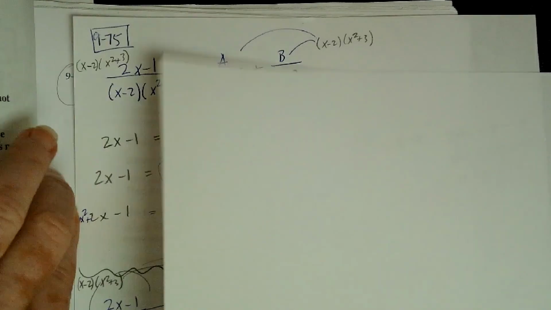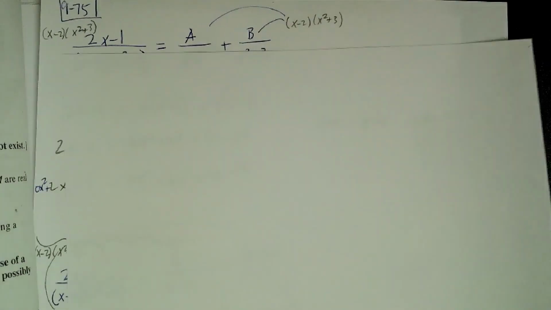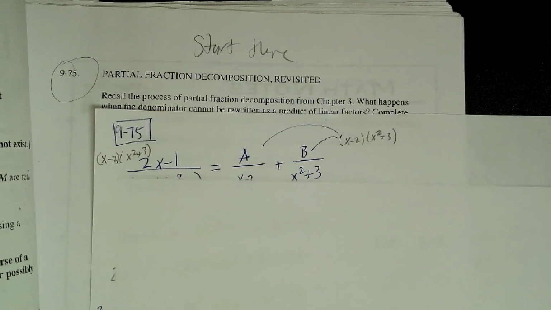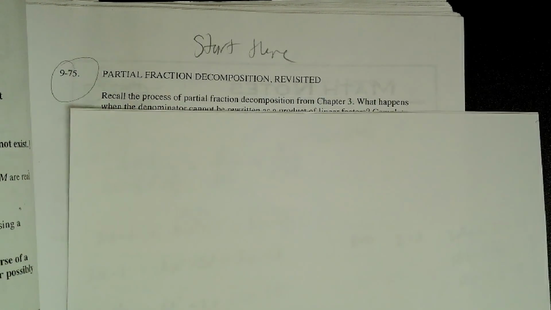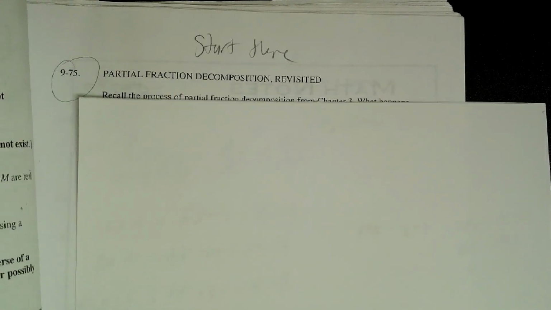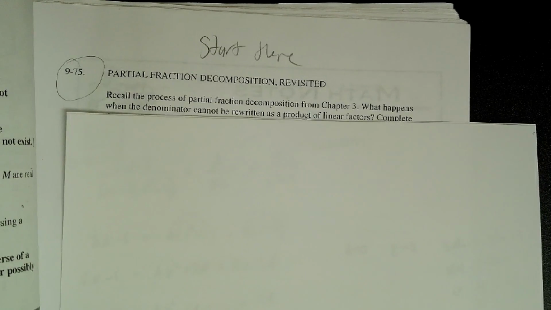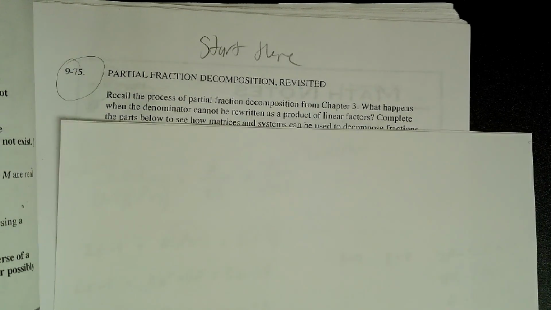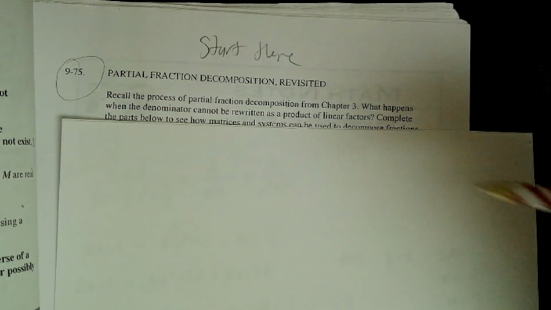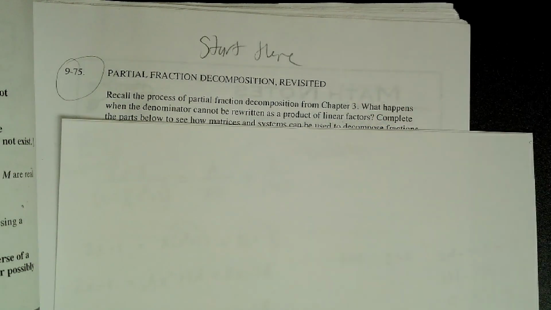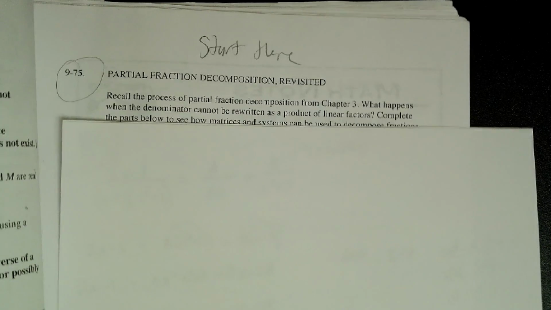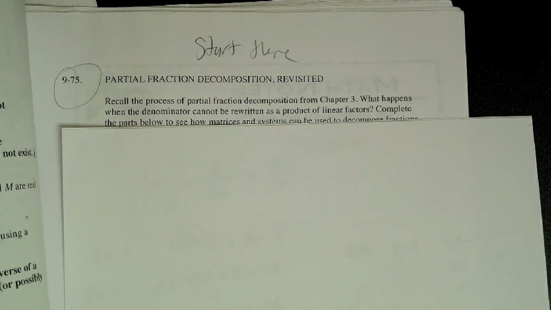Here's pre-calc. This is problem 9-75. It's partial fraction decomposition. We started this in class, ran out of time. So it's partial fraction decomposition revisited. Recall the process of partial fraction decomposition from chapter 3. I believe we were using it to write the rational functions in graphing form.